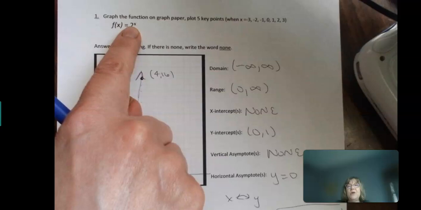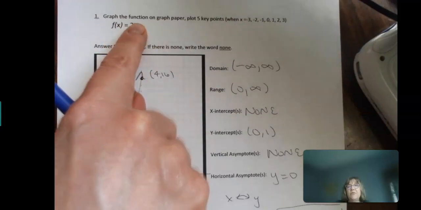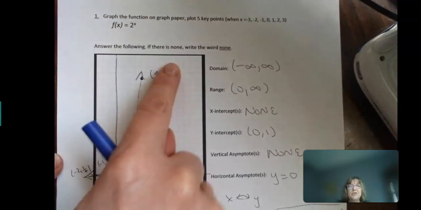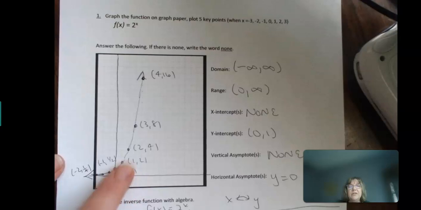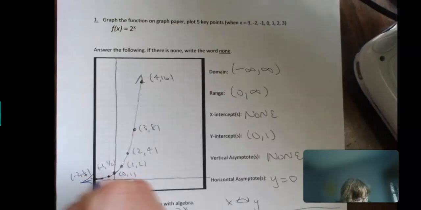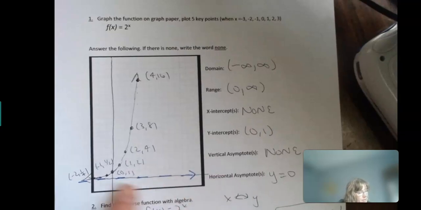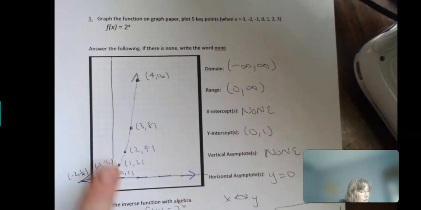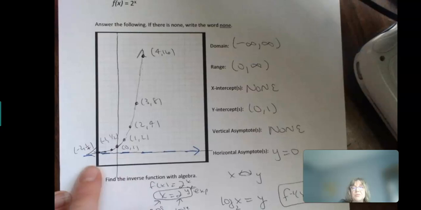So 2 to the negative 1 is 1/2. 2 to the negative 2 would be square it, 4, but reciprocate, 1/4. So I just graphed those. Domain, all reals; range, 0 not included, that's an asymptote. So there is an asymptote right there, okay? X-intercepts none, because we have an asymptote there. Y-intercept crosses at 1. Vertical asymptotes, no. Horizontal asymptote is right here, x-axis, y equals 0, okay?